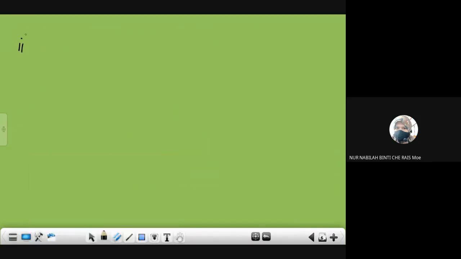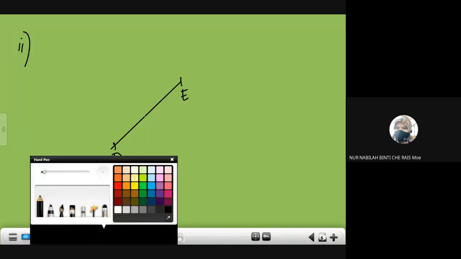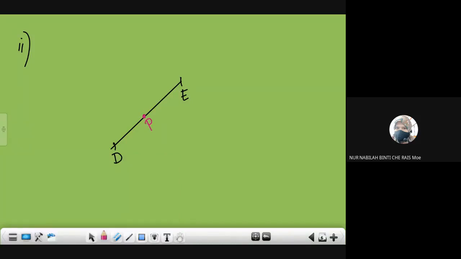Okay, number 2, your line is like this. So this is your D, this is your E, and your point is at P. So what you have to do is the same as before. You must create a new point from P. So you put your compasses at P, and then you create a new point on this line. Okay, so you create one arch here, and also one from here.